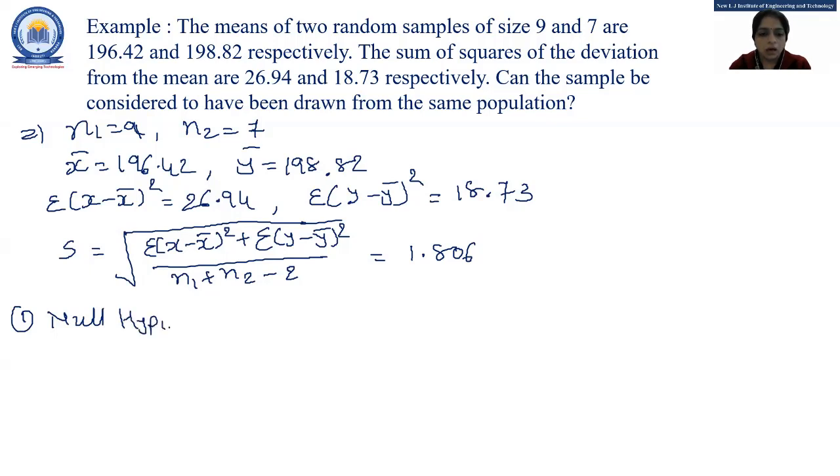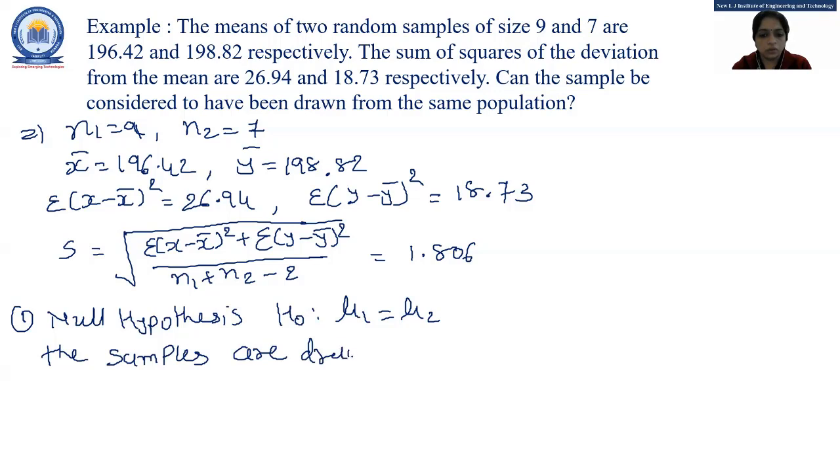So let's move to the null hypothesis. Null hypothesis H naught, and that is mu1 equal to mu2. So the samples are drawn from the same population.